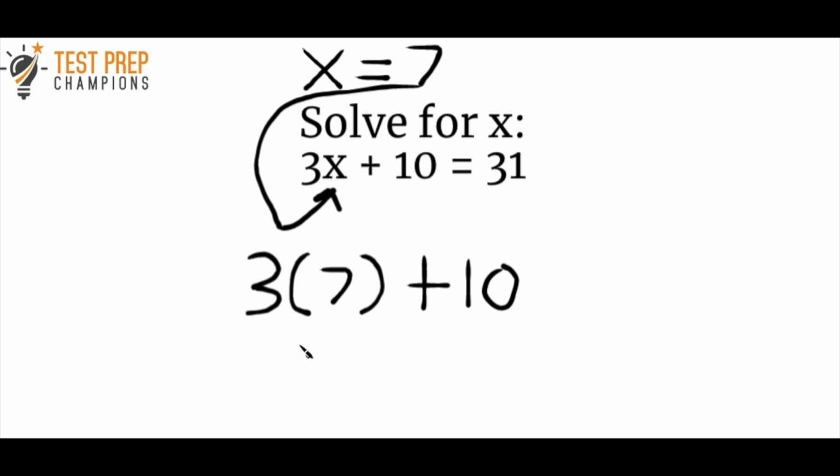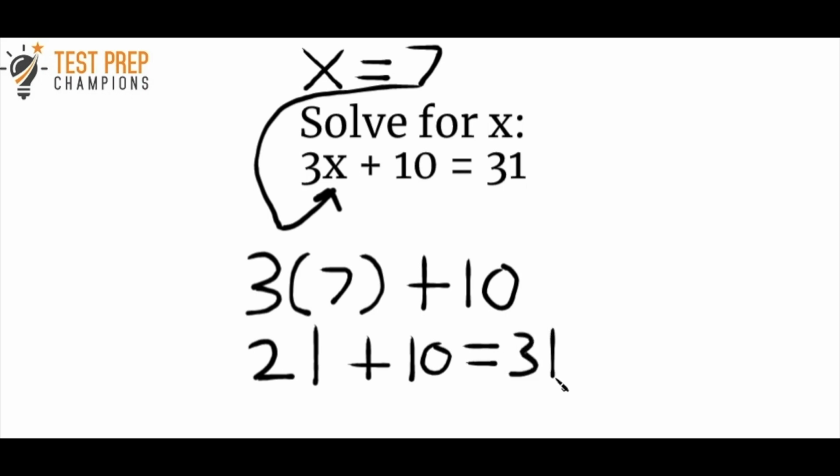So what's 3 times 7? Well, 3 times 7 is 21. And so we would do 21 plus 10, which indeed gives us 31. So we know that 7 is the correct answer here. Now on your test, if you have extra time for a question like this, it's always a good idea to go back and plug that number back into your equation to double check your work. But if you don't have time on your test, that's okay. You can go ahead and skip this process.